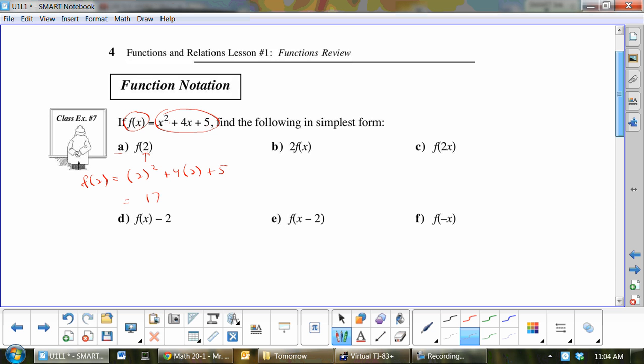Now, do you see how B and C, they have 2's in them too. But they're in a different place.